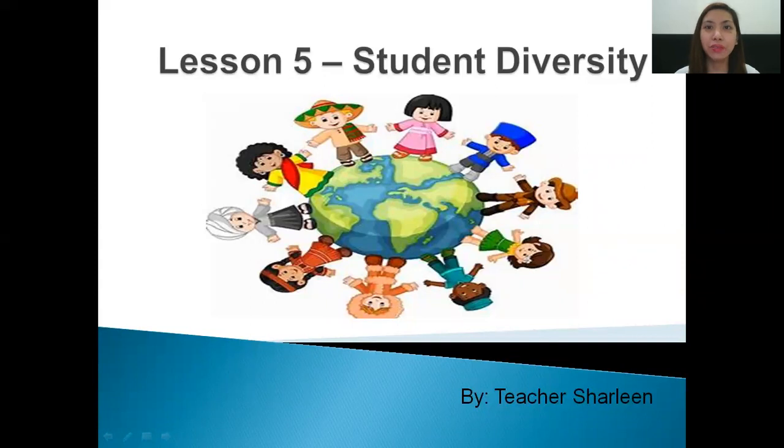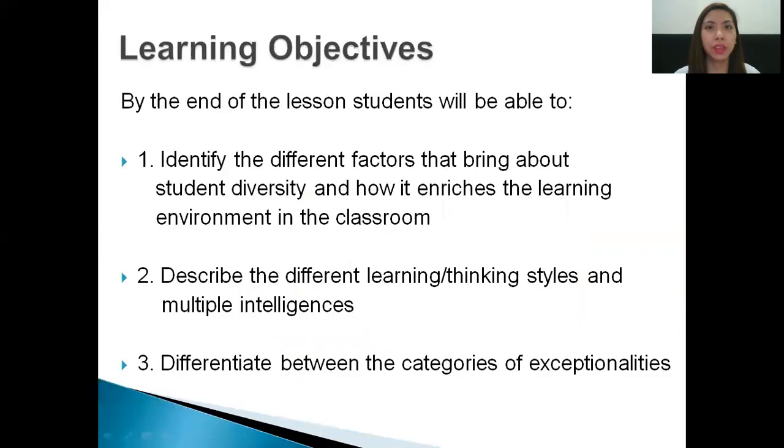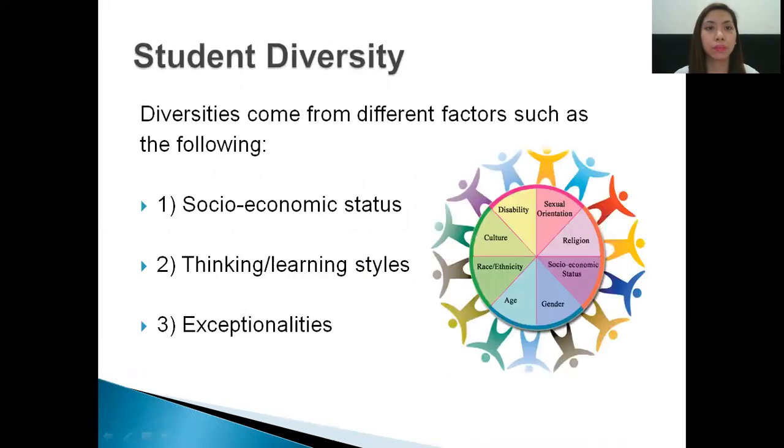We are now on lesson 5 and we will be learning about student diversity. For this lesson, we have 3 learning objectives. First is to identify the different factors that bring about student diversity and how it enriches the learning environment in the classroom. Second is to describe the different learning or thinking styles and multiple intelligences. And third is to differentiate between the categories of exceptionalities.